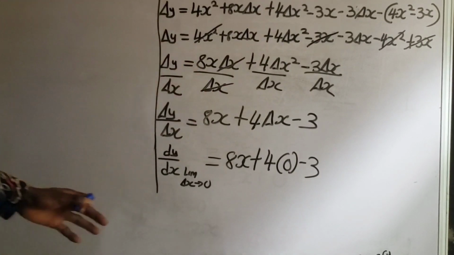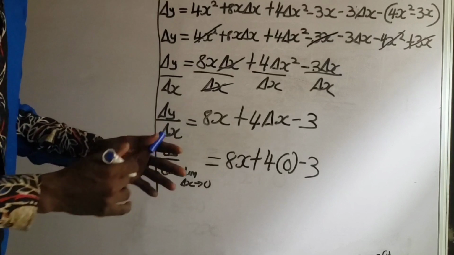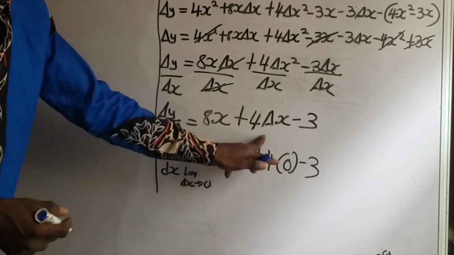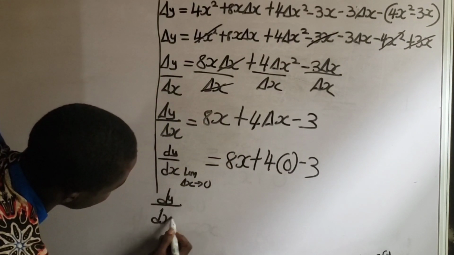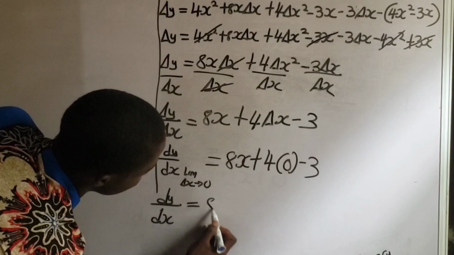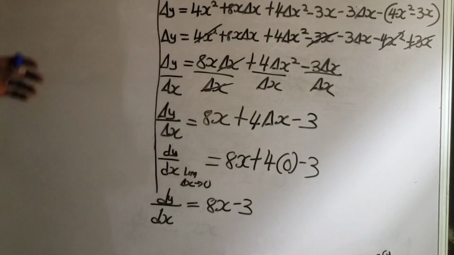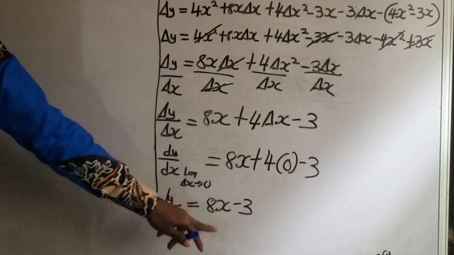The meaning of this statement is that anywhere I see delta x on the right hand side of this equation, I'm going to substitute it as 0. I have 4 delta x here, so that's the reason why I substitute delta x as 0. So dy dx is equal to 8x minus 3. So the derivative of y is equal to 4x squared minus 3x is 8x minus 3.